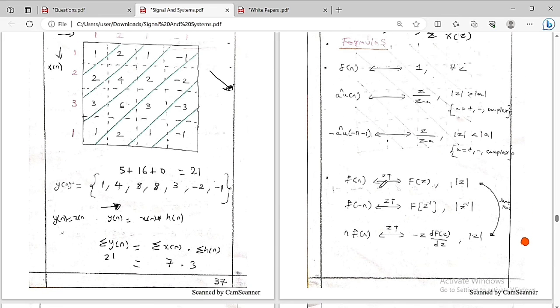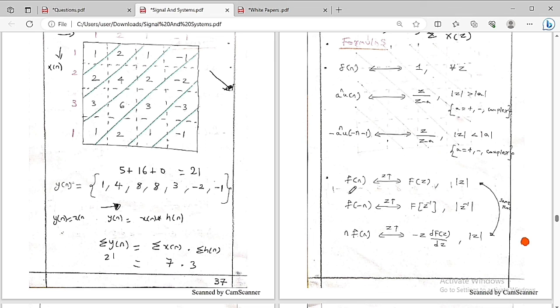And let me tell you some more formulas also. If f of n has z transform F of z with an ROC, then f of minus n has z transform F of z to the power of minus 1. So if you replace n by minus n, replace z by 1 by z, and in the ROC also replace z by 1 by z. Similarly, n into f of n has z transform minus z into dF of z by dz, and the ROC is the same as it is. The ROC will never change.